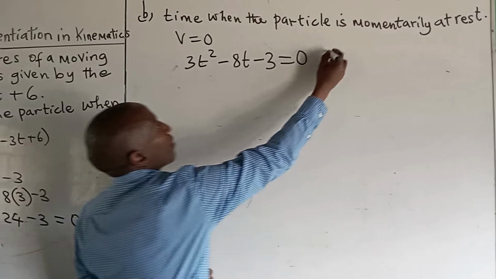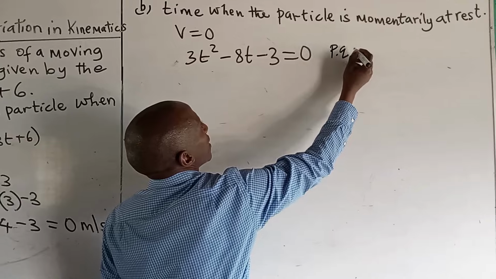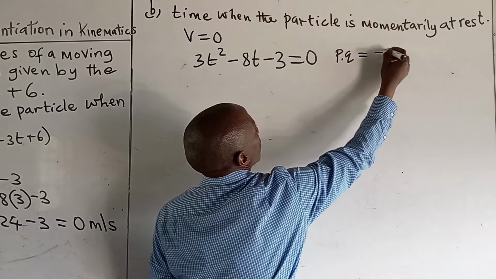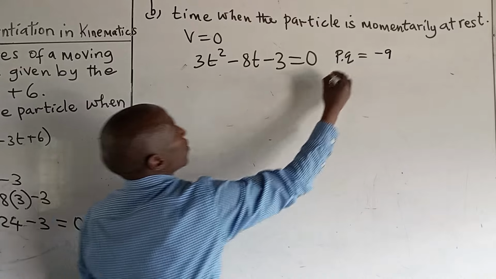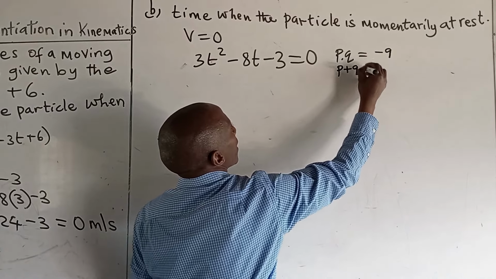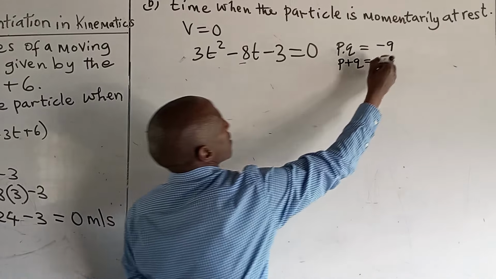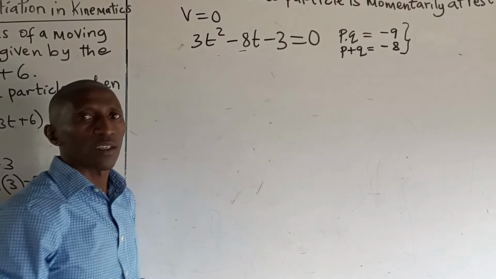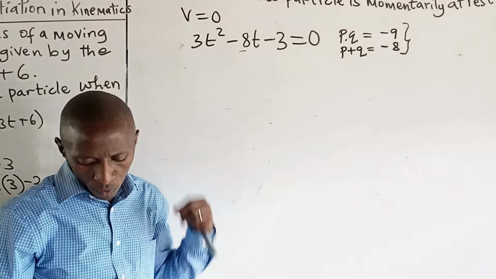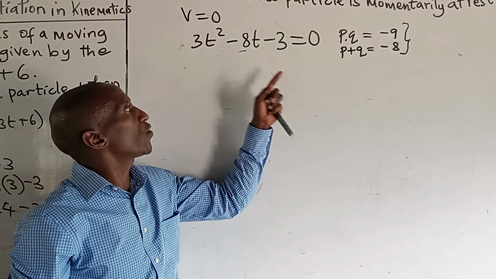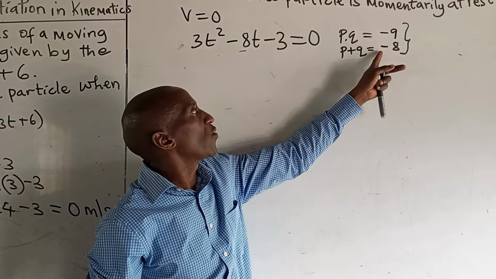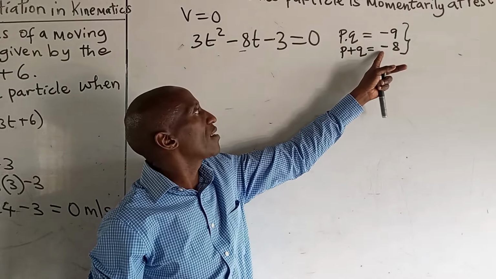We need to look for two numbers whose product is 3 times negative 3, which gives you negative 9. We need to look for two numbers whose sum is negative 8. Which are these two numbers? I'd like you to go through your mind and source two numbers whose product is negative 9, and when you add them, you get negative 8.